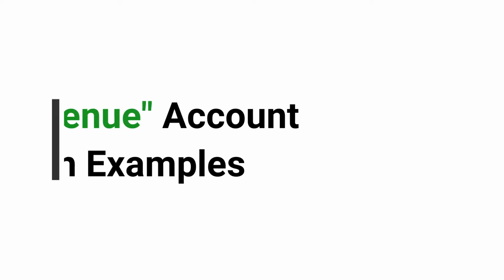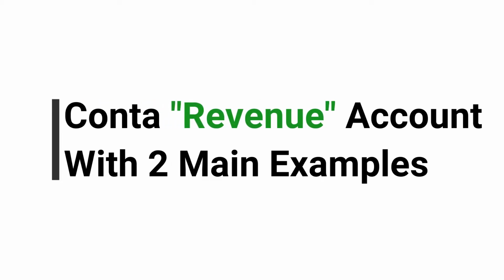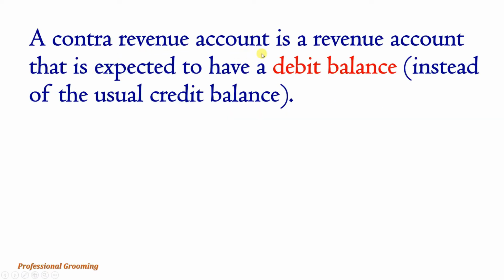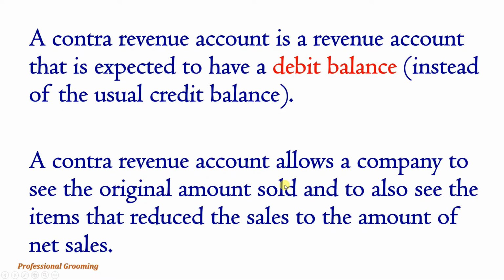Let's move ahead to the contra revenue account with two main examples which will be very understandable to you. A contra revenue account is a revenue account that is expected to have a debit balance. As I said earlier, if a normal balance is debit, the contra account will be credit. The revenue account is always credit, so in the contra account the balance will be debit. A contra revenue account allows a company to see the original amount sold and to also see the items that reduce the sales to the amount of net sales.